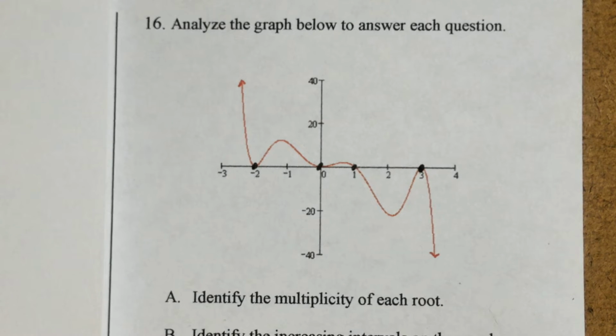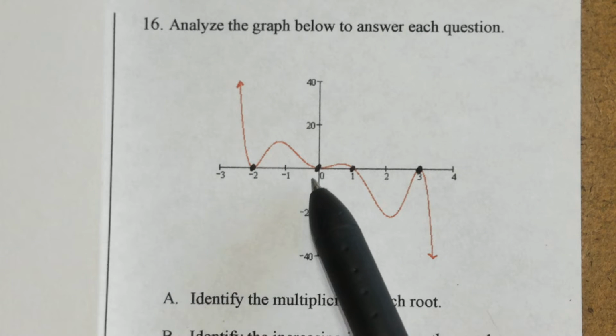When x is equal to 0, we do have a real root. Again, it slightly bounces off. It has an even multiplicity. When x is 1, it cuts through. So we have an odd multiplicity, a multiplicity of 1, because it cuts straight through. And when x is equal to 3, the function bounces off the x-axis, so we have an even multiplicity of 2.